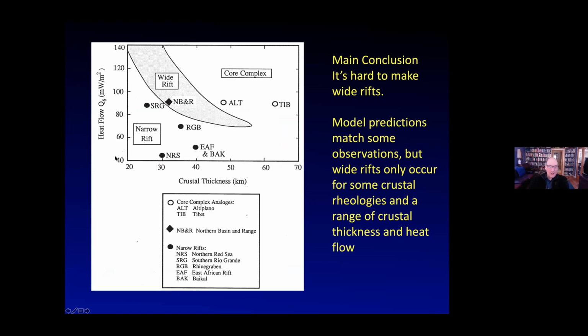So these are predictions of a series of models in terms of crustal thickness variations initially and heat flow variations. It says, okay, there's a region, I think this was for a dry quartz crust, and it sort of matches some places, the Basin and Range. The idea that thick crustal areas like Tibet or the Altiplano might be areas that would form core complexes when they extend.